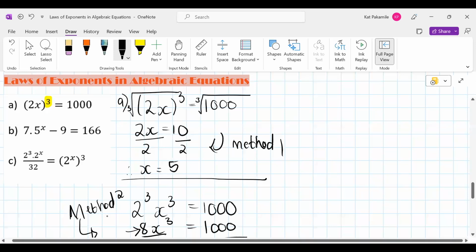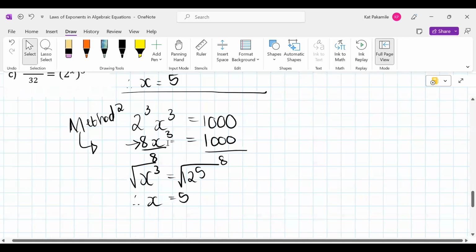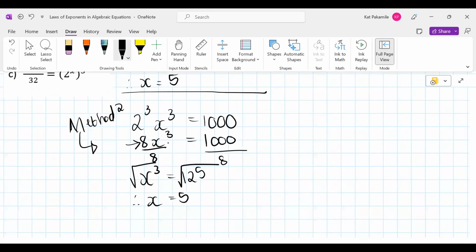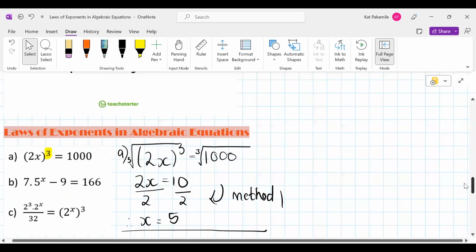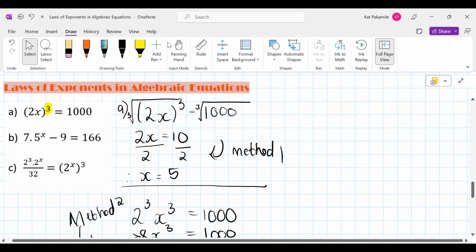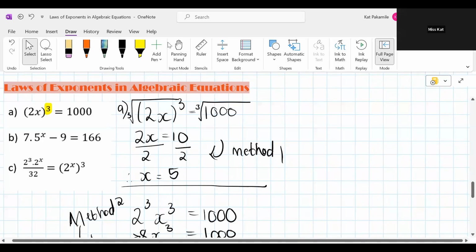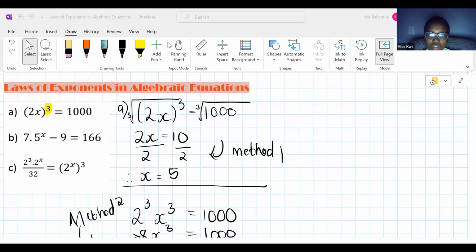Oh, okay. The 3 was cubed. Yes. And then in the second method, we got 8 by saying 2 cubed, because that means 2 times 2 times 2. You see? Did I answer your question? Yes, ma'am, perfectly. Okay, wonderful. Let's hear what Sanda has to say. Yes, Sanda.